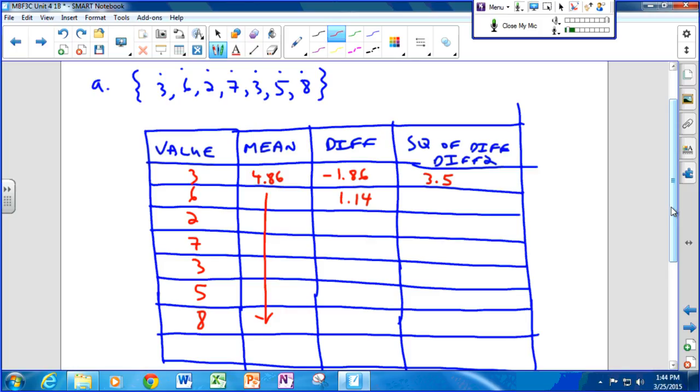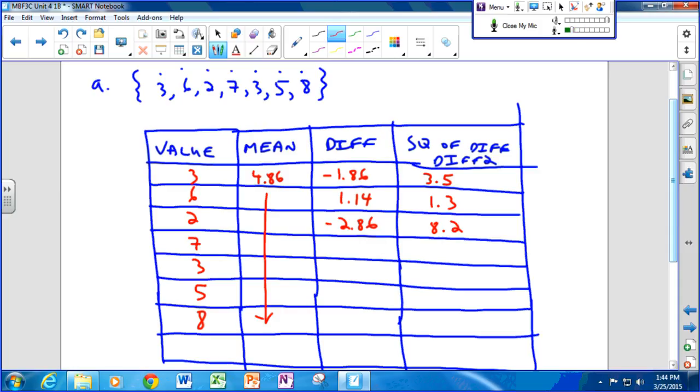And it's going to be 1.3. Okay. And so 2 minus 4.86, negative 2.86. And again, we hit the square button and it's going to be 8.2. Okay, I'm just rounding to one decimal place.